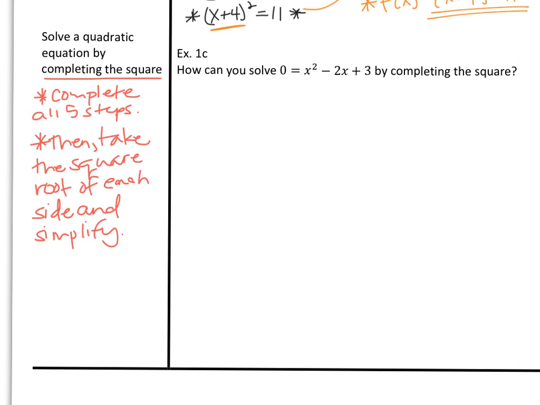Another purpose for completing the square, we can actually solve an equation by completing the square. To do that, we'll complete the first 5 steps up above for completing the square. Then what you'll do, instead of moving the k value over to convert to vertex form, you'll take the square root of each side and then simplify. So that's another option where completing the square would be useful.